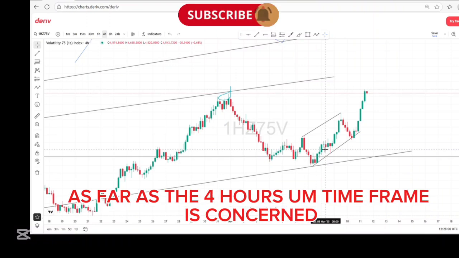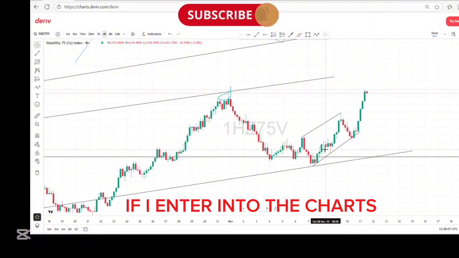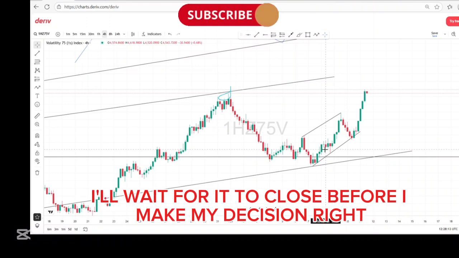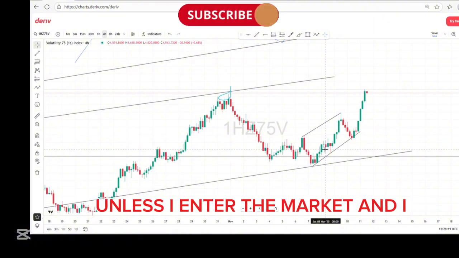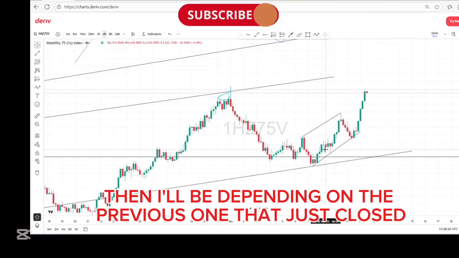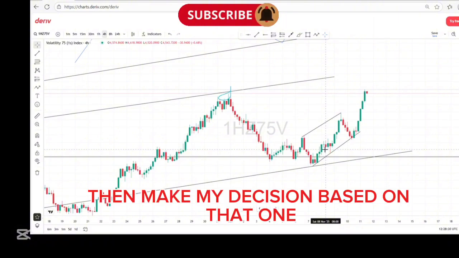As far as the 4 hours time frame is concerned, I like to look for the closing of the 4 hours, right? If I enter into the chart and I see that the 4 hours candle had been running for a long time, I'll wait for it to close before I make my decision. Before I decide to enter the market, I'll wait for that candle. Unless I enter the market and I'm lucky to meet the new candle forming, then I'll be depending on the previous one that just closed, then make my decision based on that one.